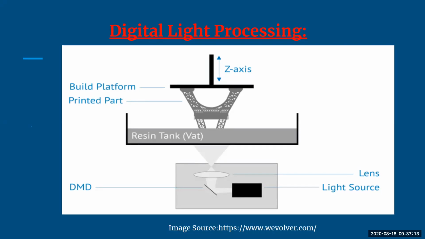There is a build platform, that is nothing but the surface that will help your printed objects stick during the printing. And there is a Z axis. This is self-explanatory. You can see that the Z axis is just for lifting the build platform during the printing process. So digital light processing requires a DMD, that is a digital micromirror device, that has many mirrors that help you to have a light source over it. With the light source, your printing process starts and your material is being developed.